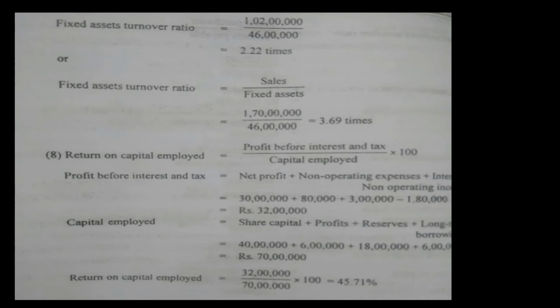For the sales, it will be 1 crore 70 lakh by 46 lakh, which will be 3.69 times.